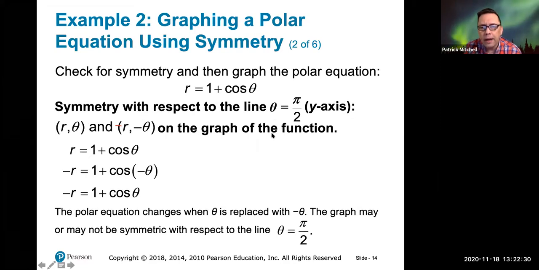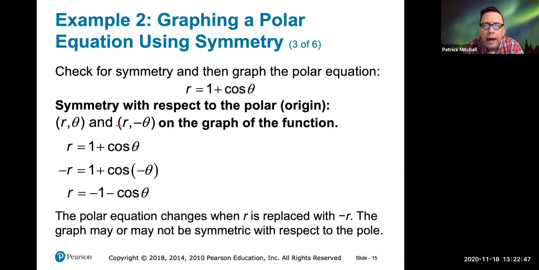If it had also been symmetric with respect to the line theta equals pi over 2, I might have been able to get away with just doing values from 0 to pi over 2, and that's it. Okay, so it looks like I am going to have to go from 0 to pi. And then finally, with respect to the pole, this time I want to get rid of that negative sign because now I don't want it.